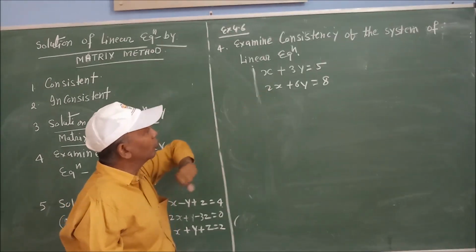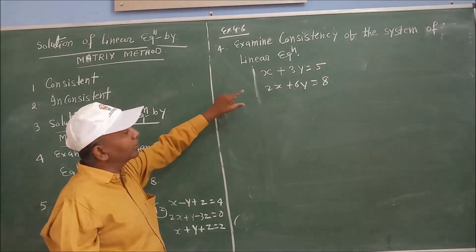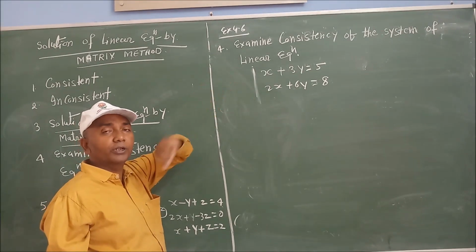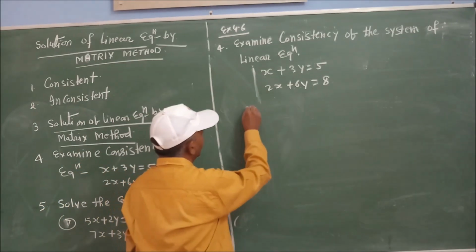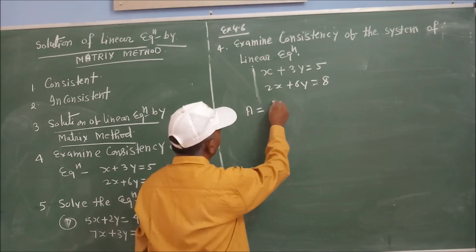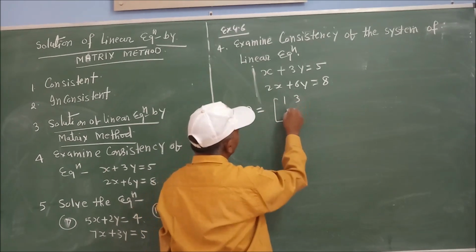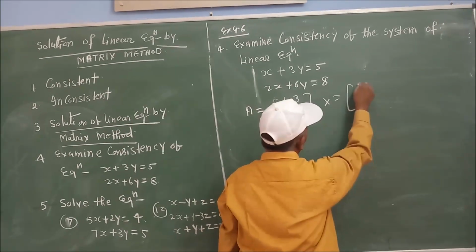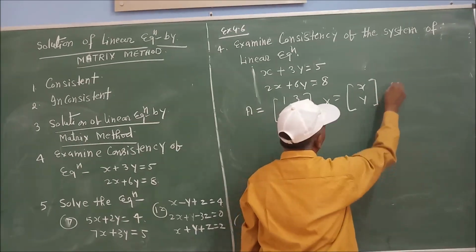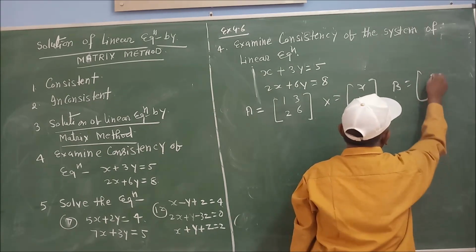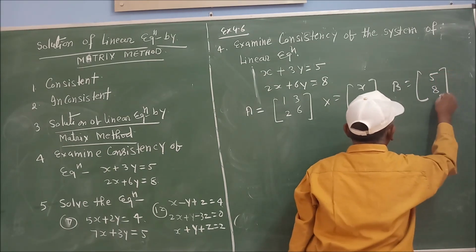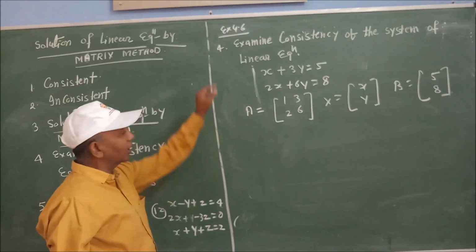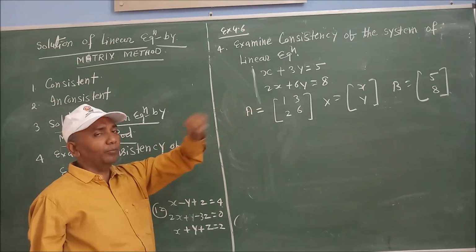So what we will do? For consistency we only have to calculate the value of the determinant. So this equation can be written with A equal to the matrix 1 3, 2 6, X equal to x, y, and B equal to 5, 8. So first we have to know how we calculate the value of A, X and B.